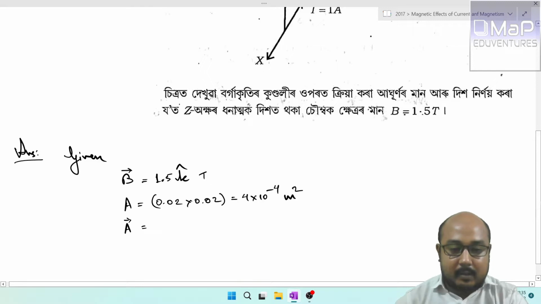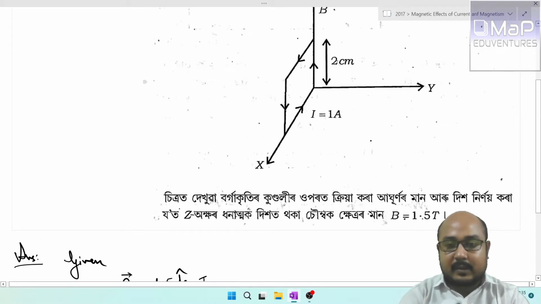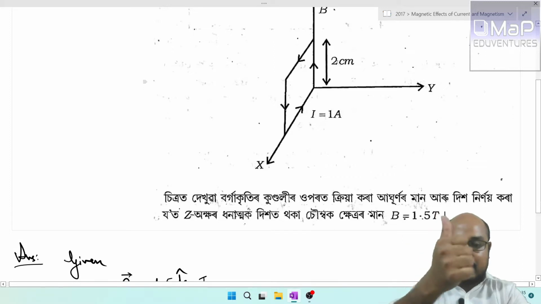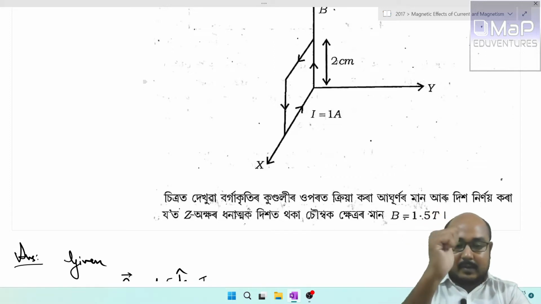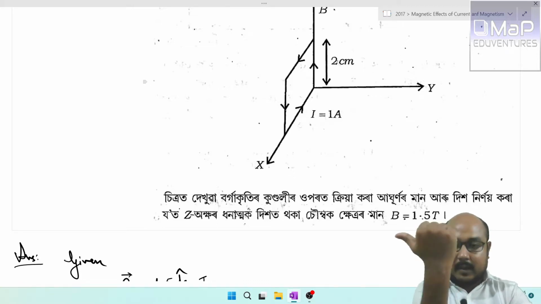So area vector A will be 4 into 10 to the power minus 4 as the magnitude part, then the direction. Here the direction of current is given, so along the current's direction, if I apply the right hand thumb rule, if suppose my 4 fingers give the direction of current, then the thumb will give the direction of the area vector.